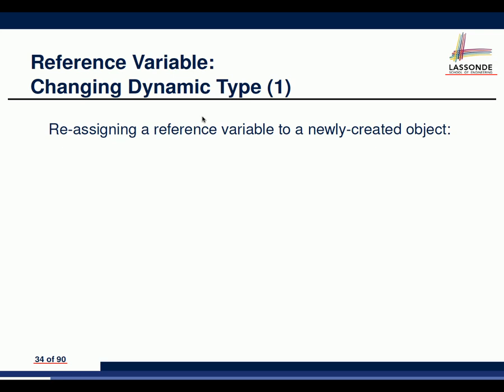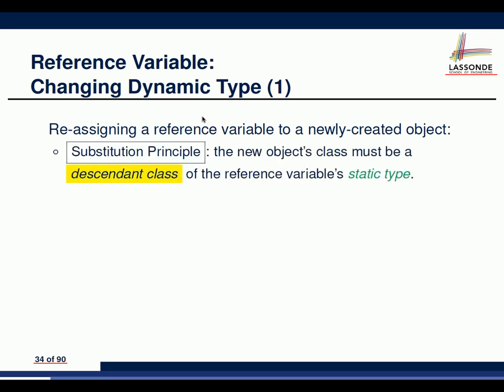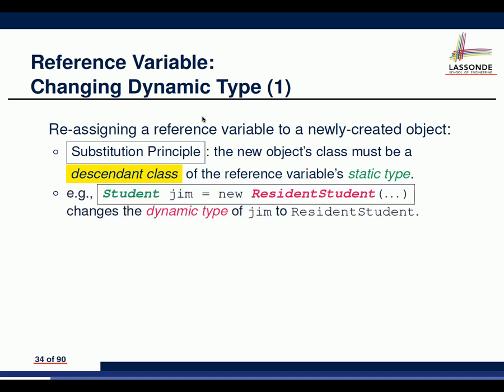Okay, now get back to your question. Let's see an example over here. I will go to the substitution principle in just a moment. If you consider this line over here, we got Student on the left-hand side, and we got new ResidentStudent on the right-hand side. So these are two different types. As we said before, Jim over here is the reference variable, and Student over here is what we declare Jim to be. So that should be the static type.